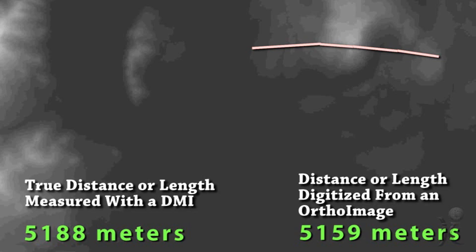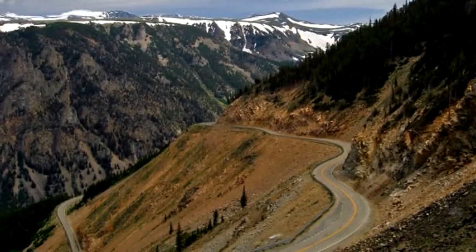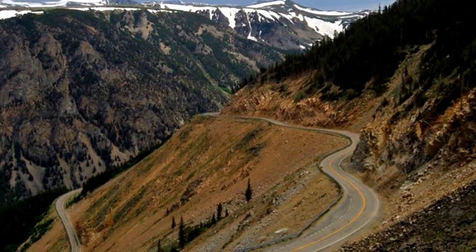The true distance, 5,188 meters, is greater than the length of a polyline that was digitized from an ortho-rectified image. Why is it important to consider this difference or delta in the measurement?